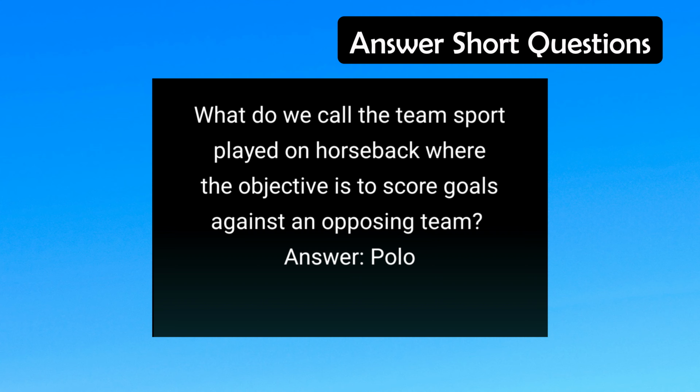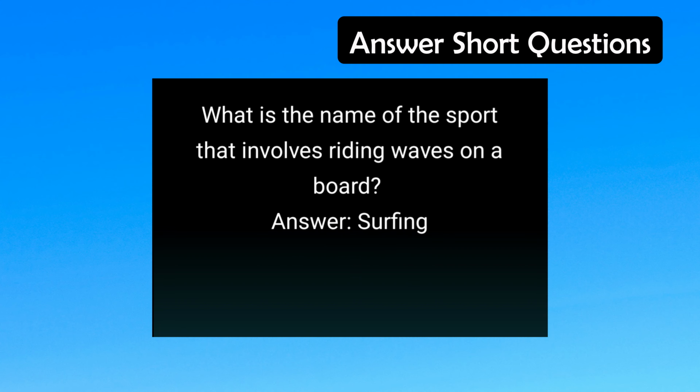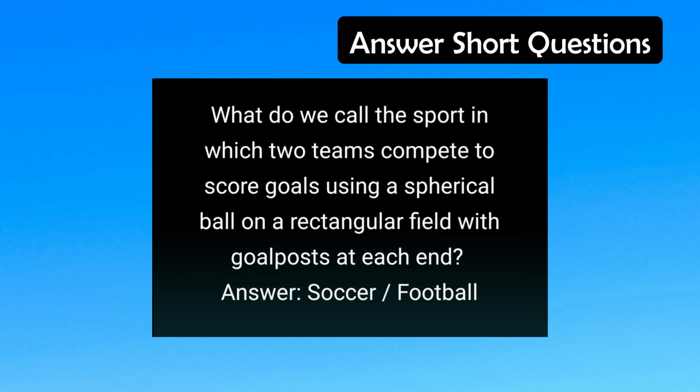Answer: polo. What do we call the combat sport of Japanese origin where competitors use throwing and grappling techniques? Answer: judo. What is the name of the sport that involves riding waves on a board? Answer: surfing. What do we call the sport in which 2 teams compete to score goals using a spherical ball on a rectangular field with goalposts at each end?